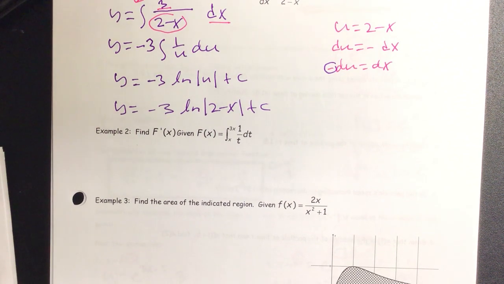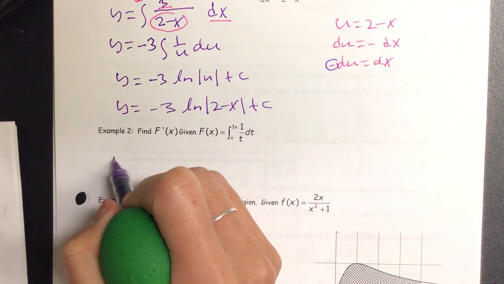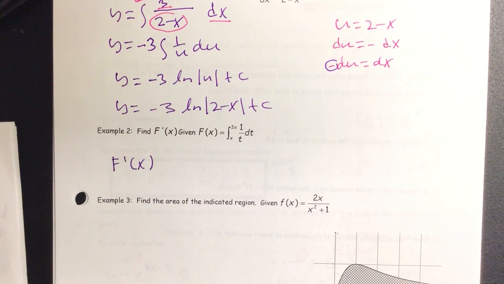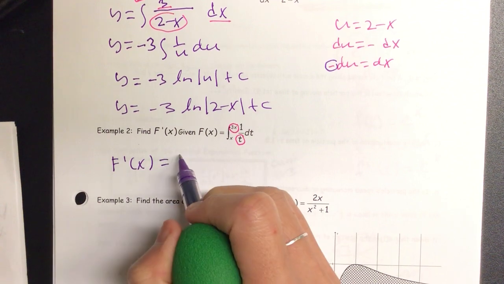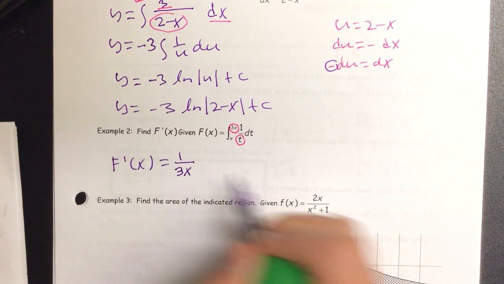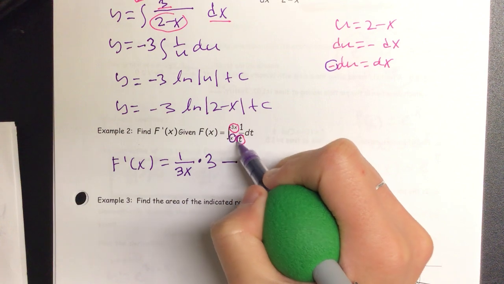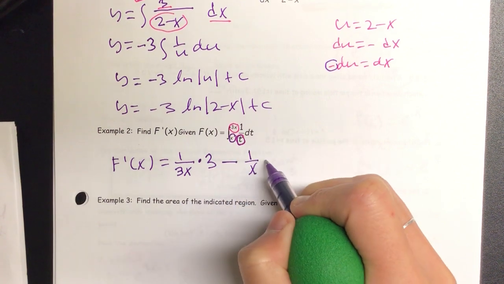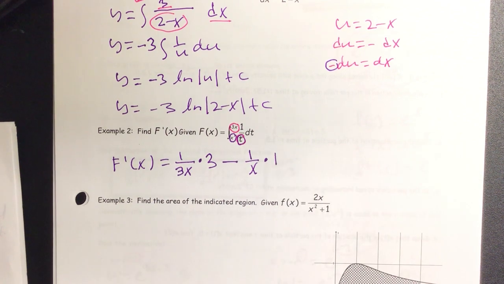Find f prime of x given f of x equals the integral of 1 over t from x to 3x. So this one is our second fundamental theorem of calculus, which states to find the derivative, all you have to do is plug in the upper bound into my domain. And then after that, find the derivative of that upper bound, which is 3. Minus, and then plug in the lower bound into that domain. So we have 1 over x. And what's the derivative of the x? 1, and that's it. Of course, you don't have to write the 1.